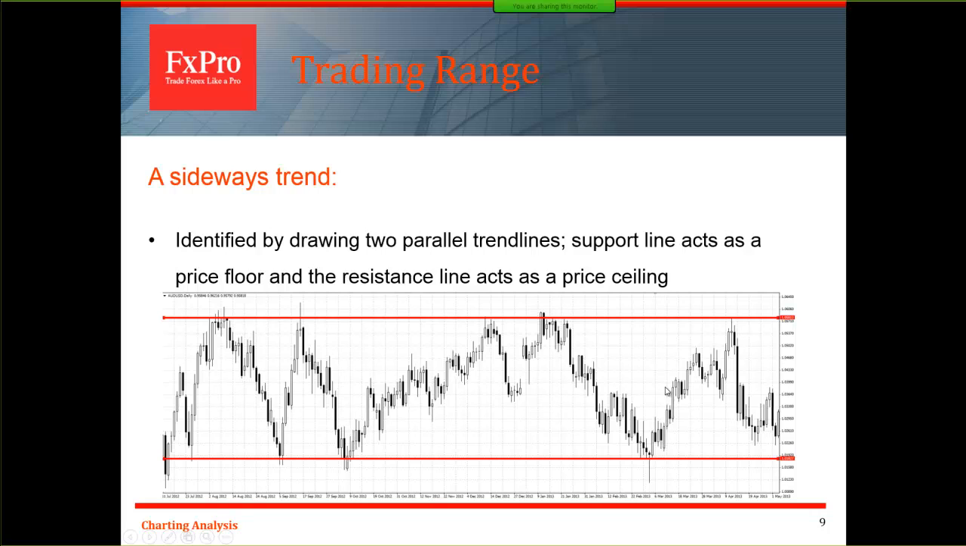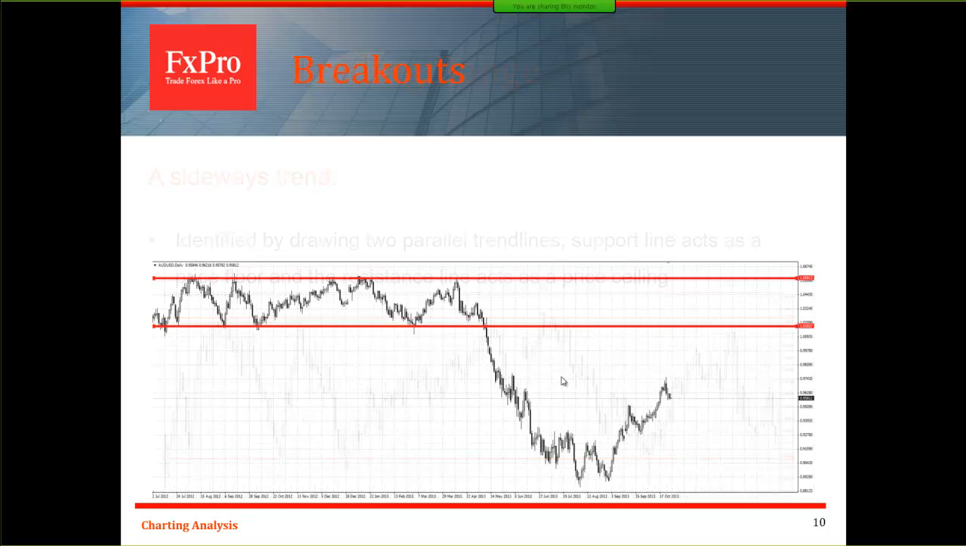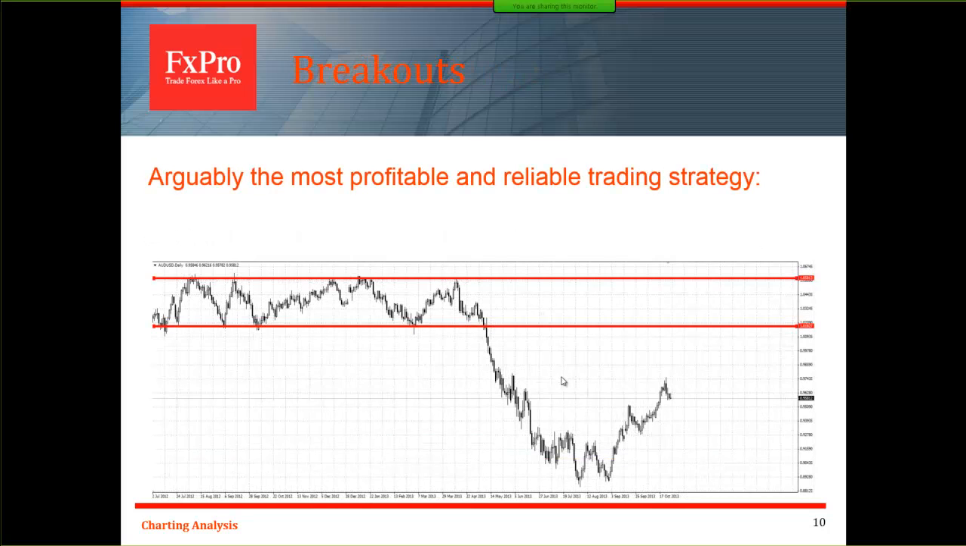In the same manner, you can go long following the hitting of the support, the floor right here, and once price hits support, you can go long, placing your stop loss a few pips away from the support line. Arguably though, the most profitable and reliable trading strategy is that of breakouts.